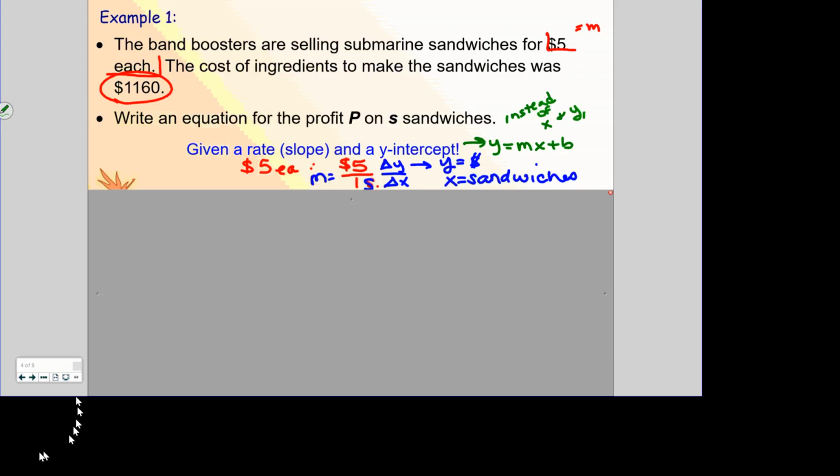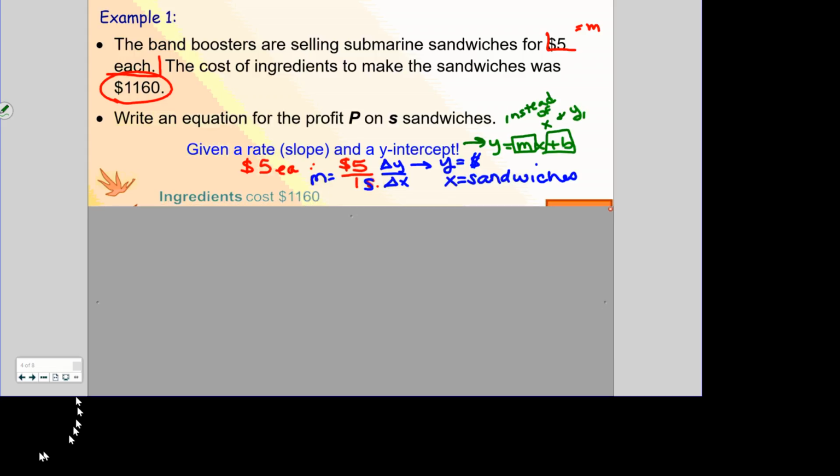So we will fill in our slope of $5 each as m, and our b represents the starting amount. So let's investigate that a little bit further. When we're thinking about this starting amount being $1,160, we need to determine, is that a positive or a negative in this scenario? And that's where it helps to focus in on the variables we'll be using.